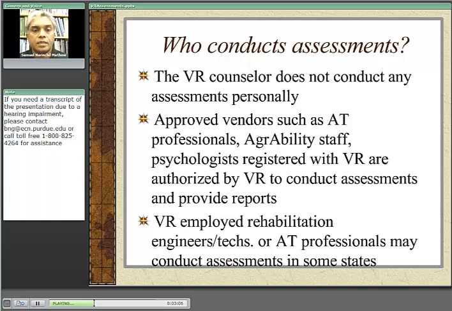Who conducts assessments? The VR counselor does not conduct any assessments personally, as they are not qualified to conduct the specialized assessments for AT or functional abilities. Approved vendors such as AT professionals, AgrAbility staff, and licensed psychologists registered with VR are authorized by VR to conduct the assessments and provide reports. VR may have current approved rates for the evaluations, and the authorization amount will depend on these rates or those quoted by the vendor. VR employed rehabilitation engineers and technicians or AT professionals may conduct assessments in some states.